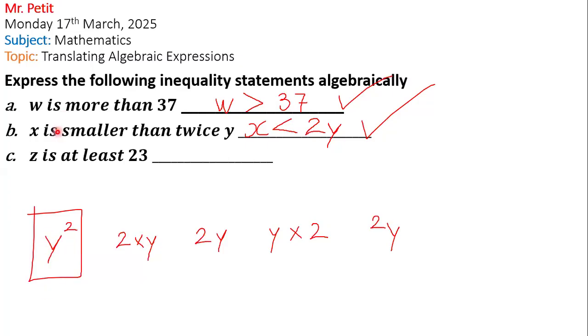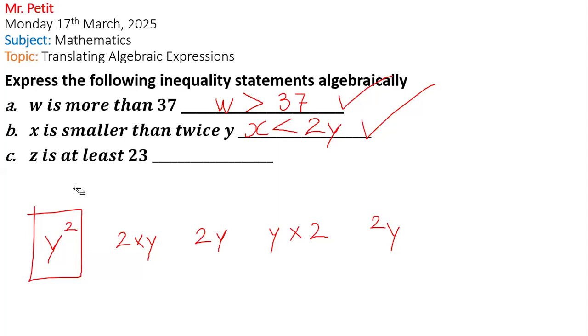So then there's that. X is smaller than twice y. Since it's smaller, we're going to use the less than sign. Twice y is 2 times y. So x is smaller than 2 times y. And that's how we get it. That make sense? Okay.